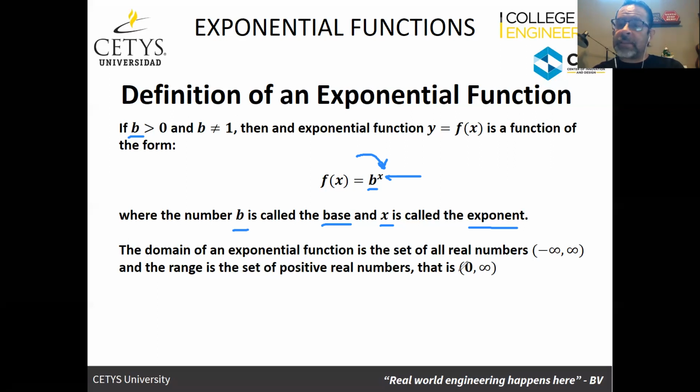The other thing is that I'm never going to be able to generate a negative number. If I've got a number elevated to a power, and that number by definition is larger than 0, is positive, then I'm never going to be able to generate a negative number. And so this is why the range is going to be from 0 to infinity. Okay, let's move on.